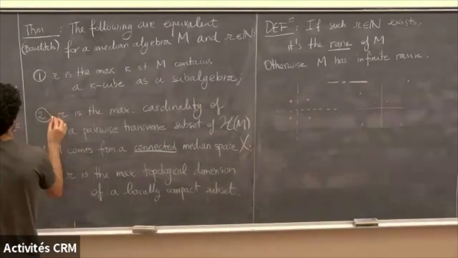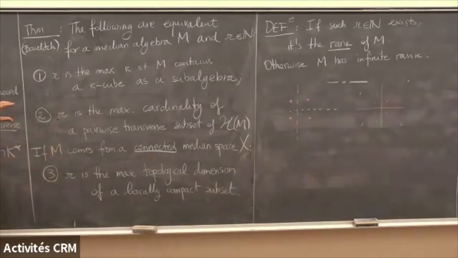Showing the equivalence with 3 is more interesting. So one inequality is easy because, well, if you do have a K cube and you're inside a connected median space, you can fill in the cube. So you really get a subset that has at least that topological dimension that is a product. The other way around, you want to show that if this is the rank of the median space, then any topological subset has at most that dimension. So this is a bit trickier.